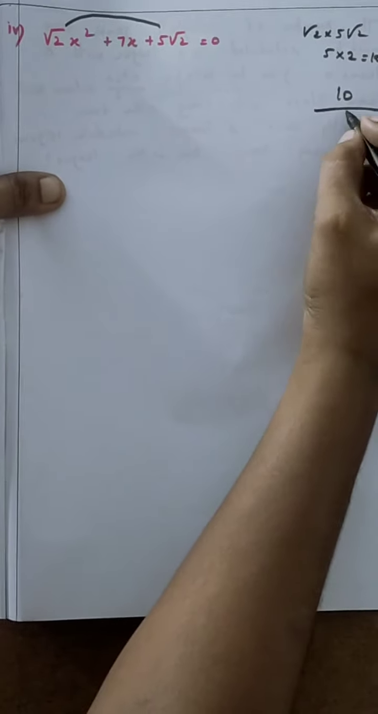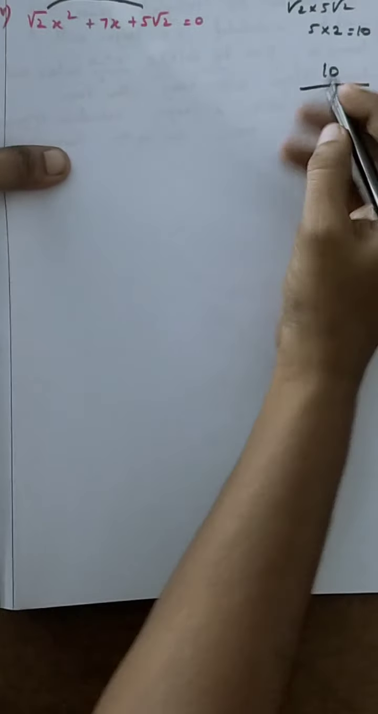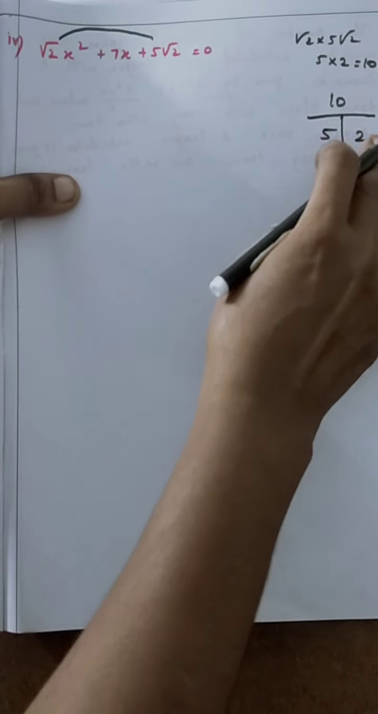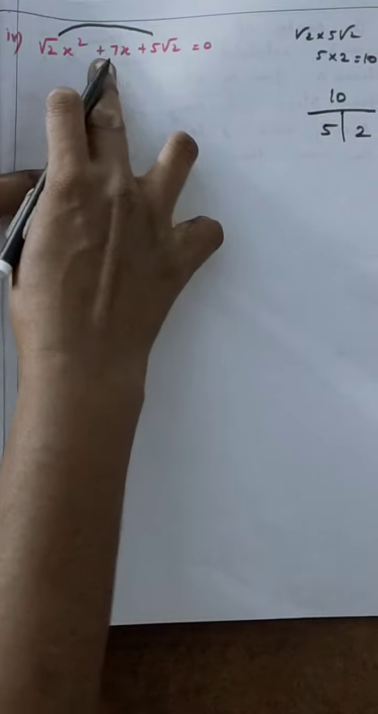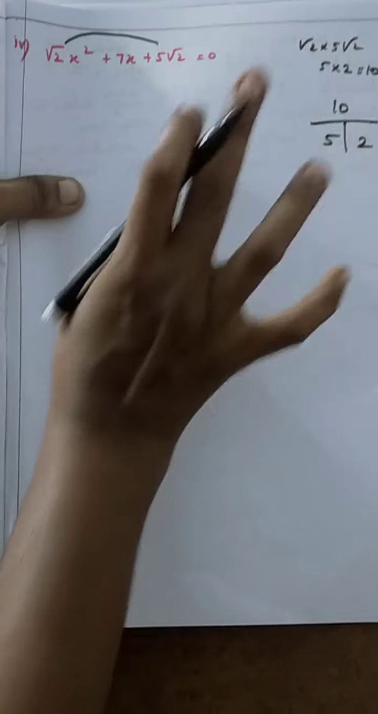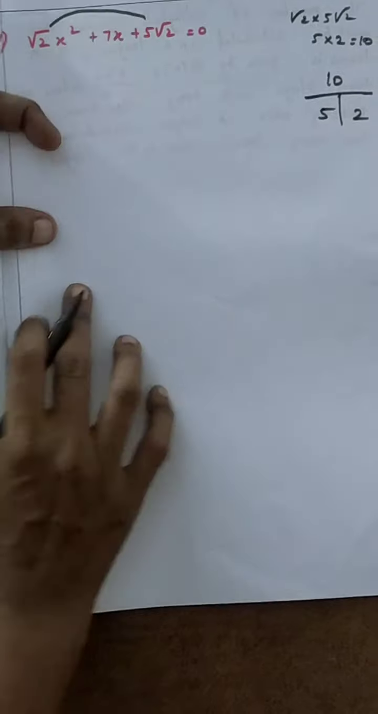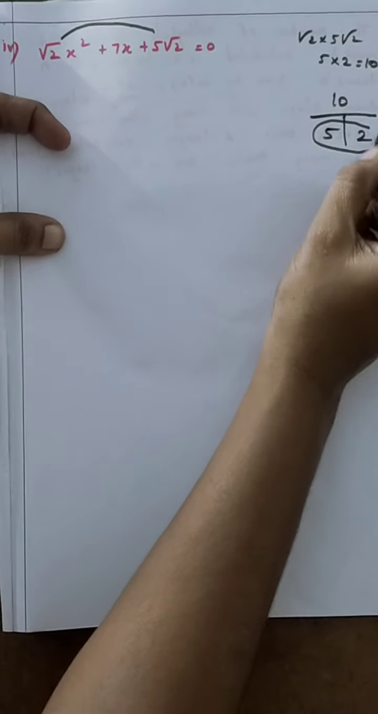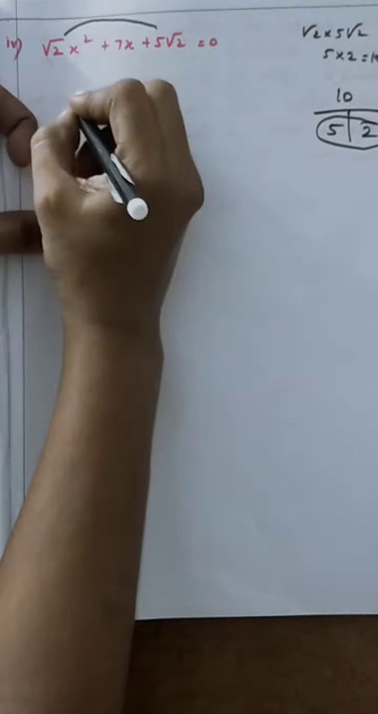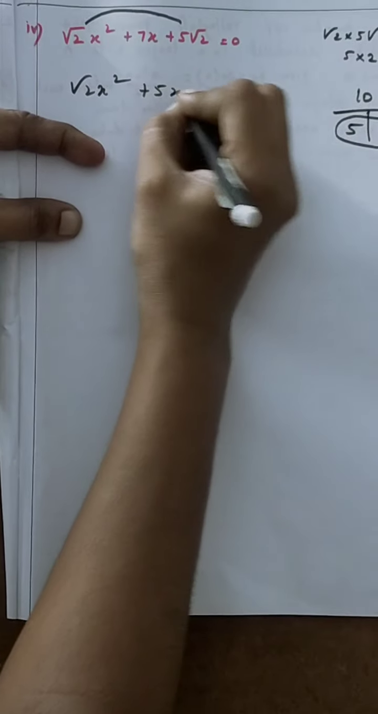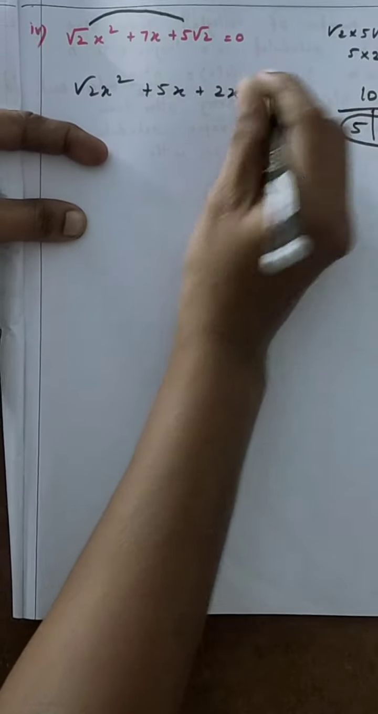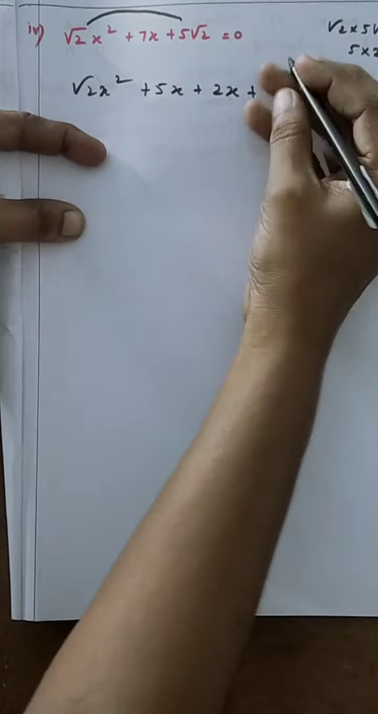So which table do you find? 5 twos are 10, 5 twos are 10, the same numbers multiplied give 5 twos are 10, and adding the terms 5 plus 2 equals 7. Both the middle and the product have a plus symbol, so no need to apply the minus sign. So 5 and 2 are mentioned as the terms. So root 2 x square, then 7x. Split the term: one term is 5x and the other term is 2x. So write plus 5x, the next term plus 2x, and the last constant term 5 root 2.